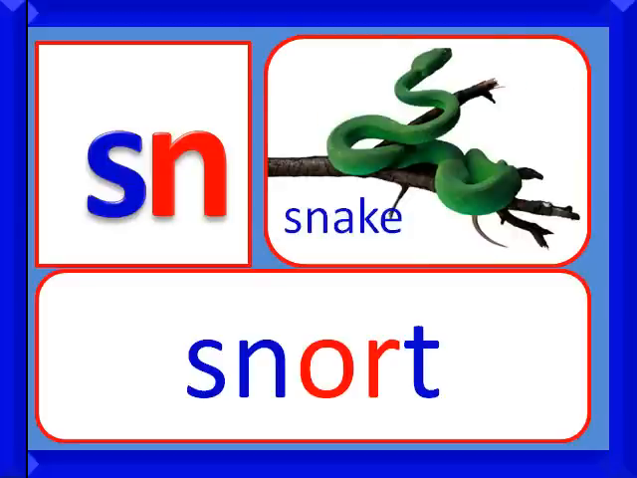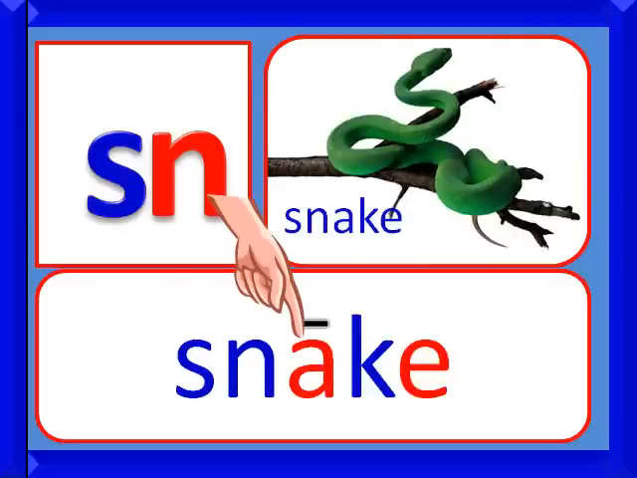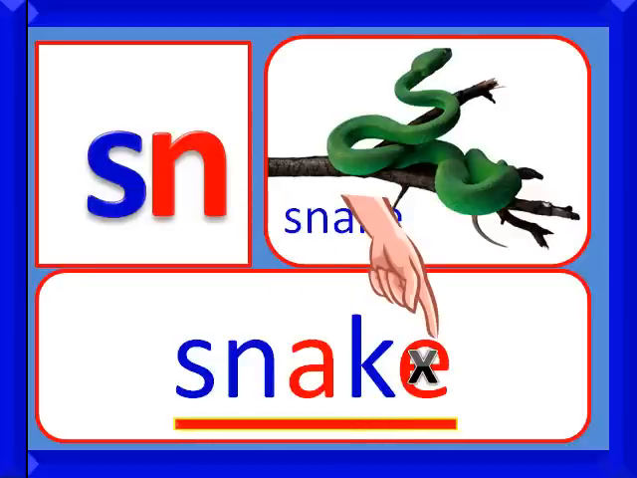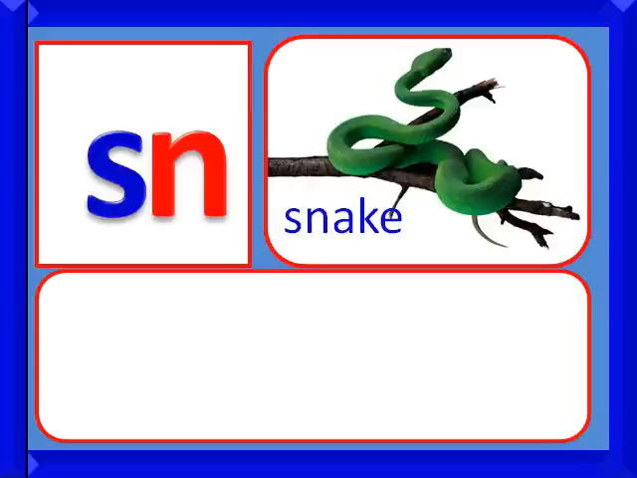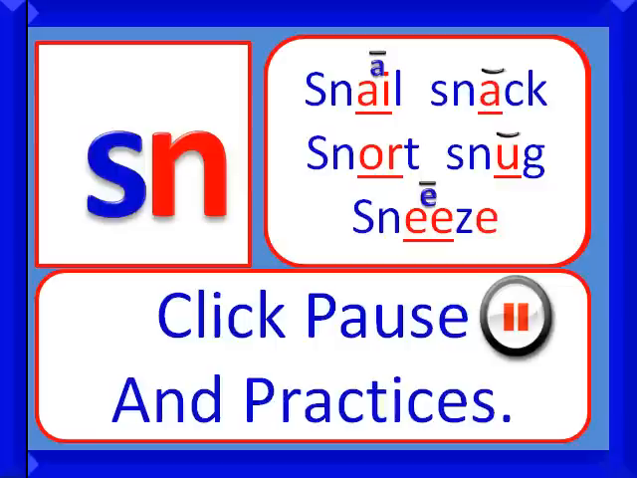A snake. Sn, a. Snake. E is silent. E makes the A say A and not a. Green snake. 1, 2, 3. Quick pause. Practice.